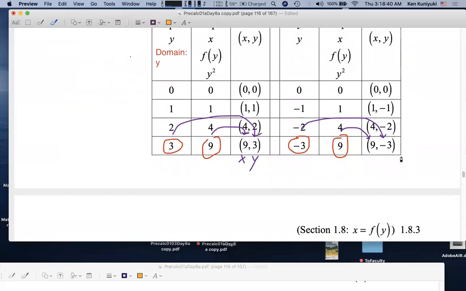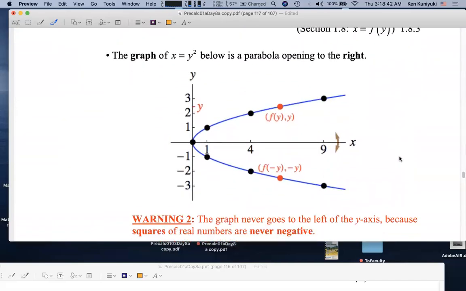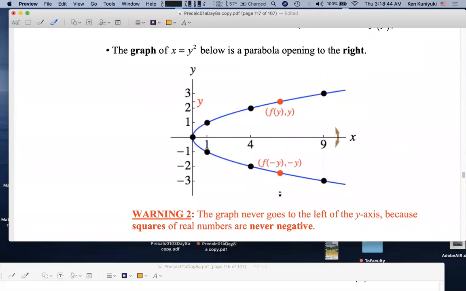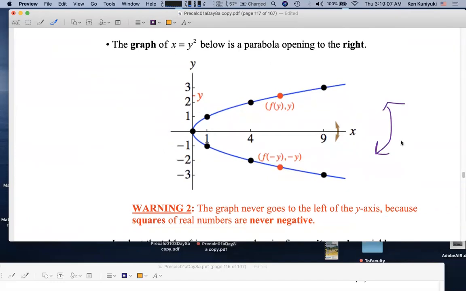When you point plot and connect the dots and extend, you get a parabola opening to the right. Now, remember, the squaring function is an even function. Notice the graph here is not symmetric about the y-axis, it's symmetric about the x-axis. So if you have x as an even function of y, you're going to have symmetry about the x-axis.